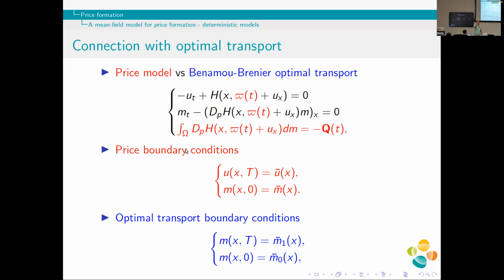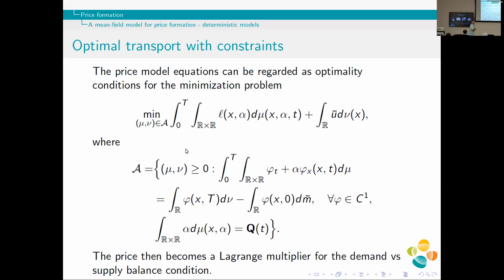So it's trying to transport M0 into M1 with the least possible cost, and this turns out to be exactly in this framework. And in fact, you can see this problem as optimality conditions for a linear programming problem with center of mass constraints.